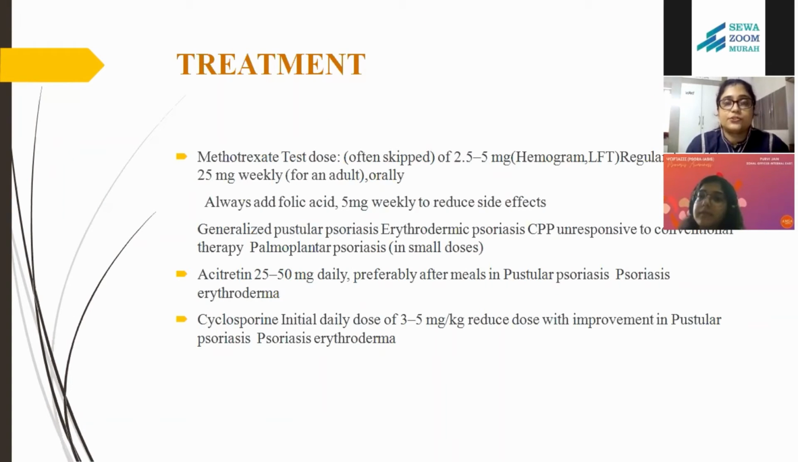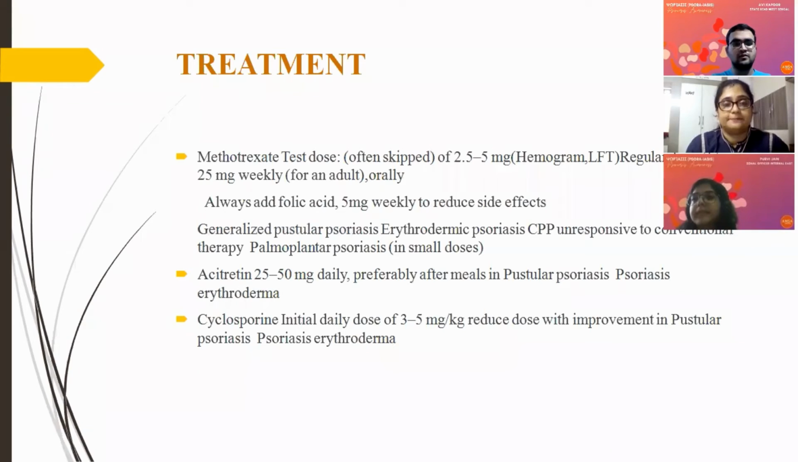Methotrexate: the test dose, often it can be skipped, is 2.5 to 5 milligram with a test hemogram and LFT is mandatory. And the regular dose is 7.5 to 25 milligram weekly for an adult orally. Always add folic acid 5 milligram weekly to reduce the side effects.